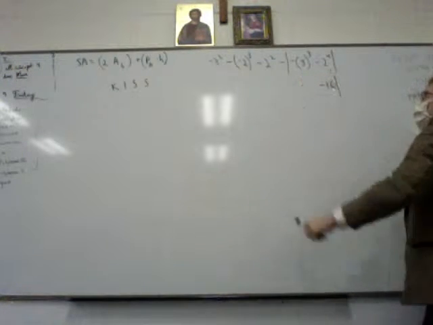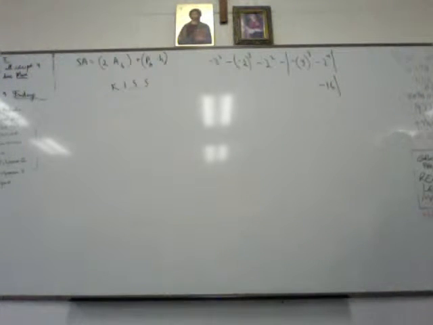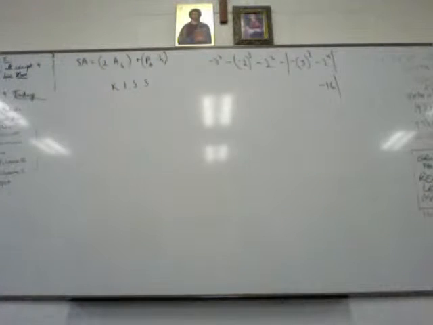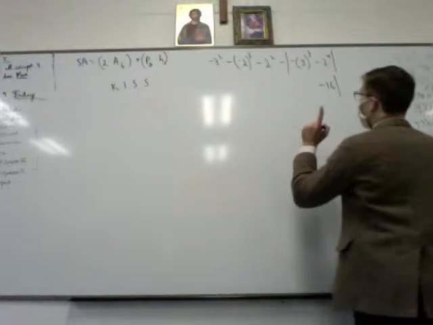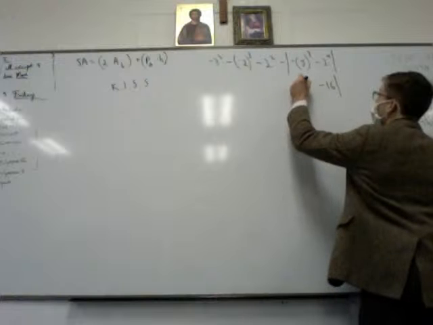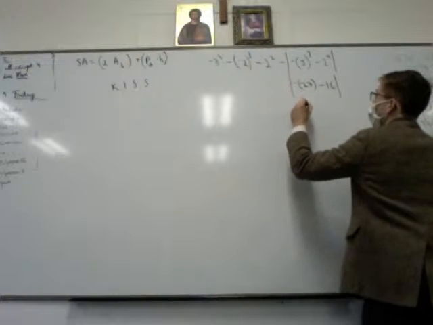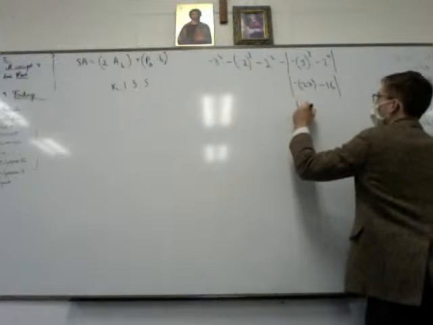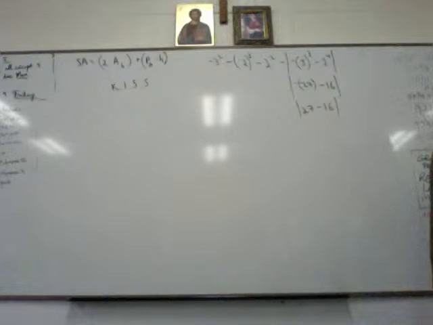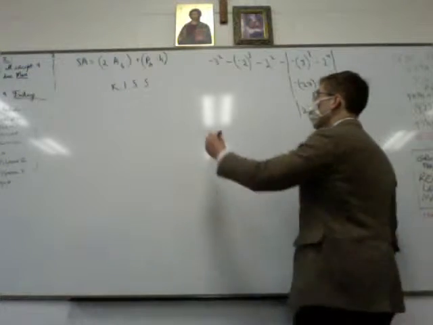What am I going to get here? What am I cubing? Negative 3. So negative 3 cubed is negative 27. But what else is there? Then you do the subtracting sign, so it's positive 27. Right, so we've got negative 16 and positive 27. Is this looking correct so far? Yeah. Okay.